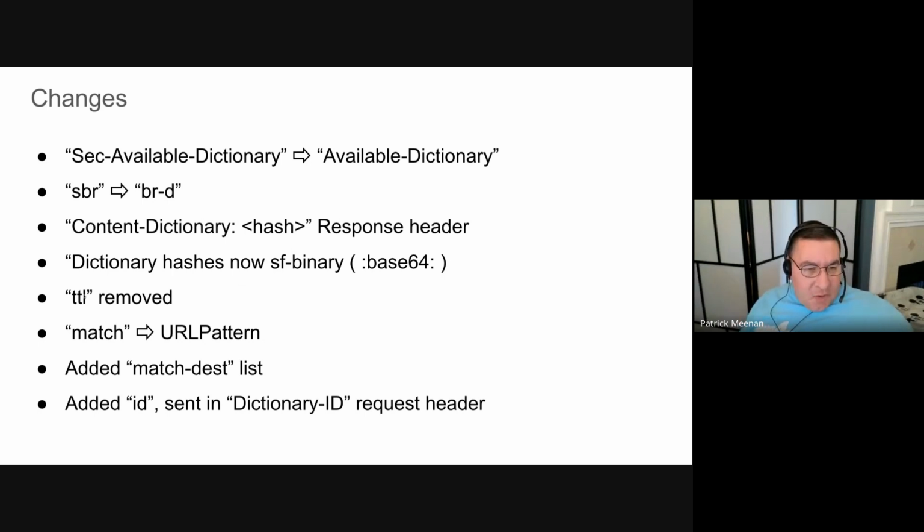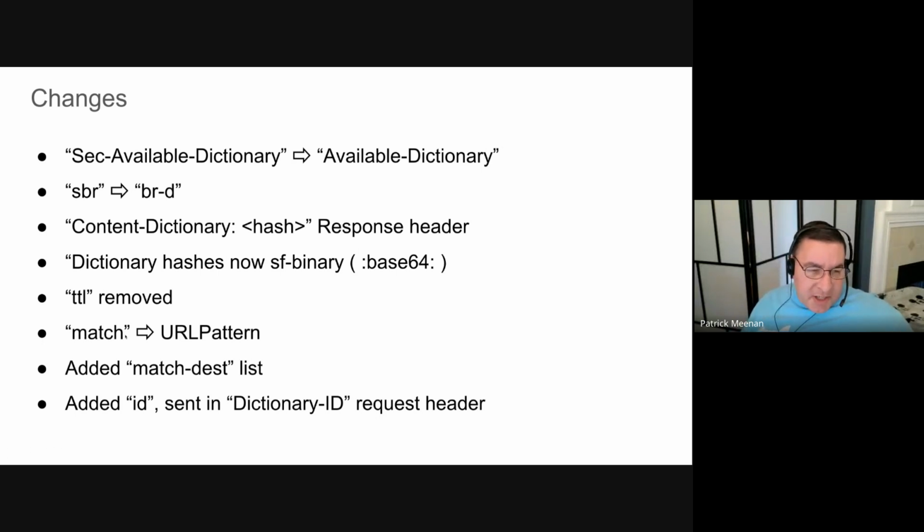The TTL was removed from the uses dictionary response header. Dictionaries used to have their own lifetime independent of the response cache lifetime. It was removed in favor of just using the cache lifetime of the response, plus any stale while revalidate time. So anytime the browser could, in theory, use the resource, it is also available as a dictionary.